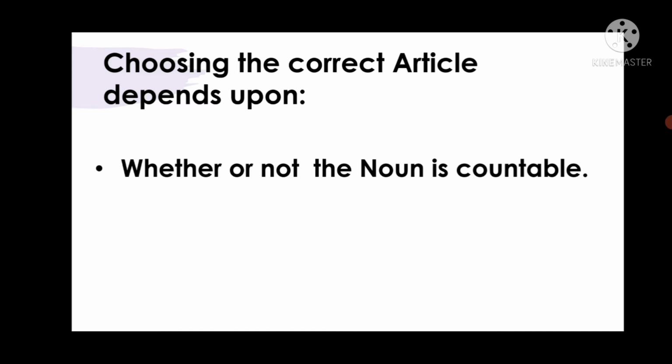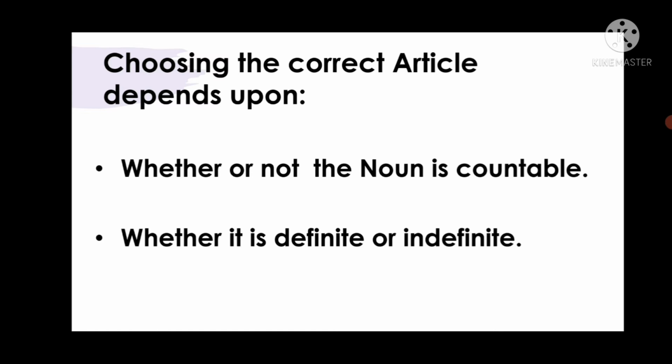That means whether the noun is properly defined or not, with some kind of adjectives, or what sort of specificity is being mentioned about the noun. So you need to understand those things before choosing the correct article. So the point which I was talking about just before: whether the noun is countable and also whether the noun is definite or indefinite.